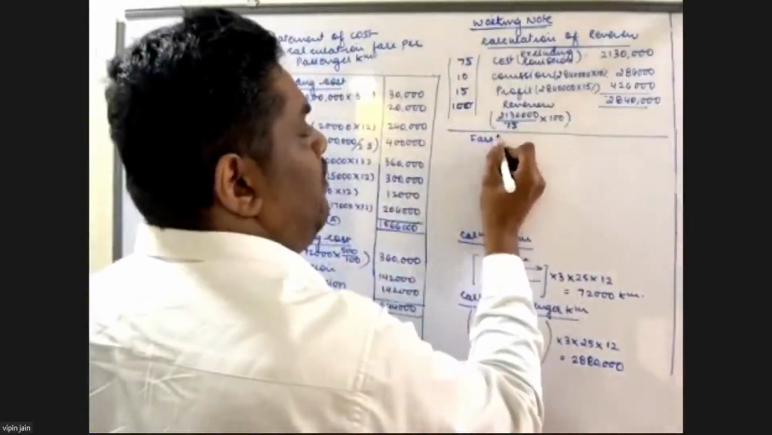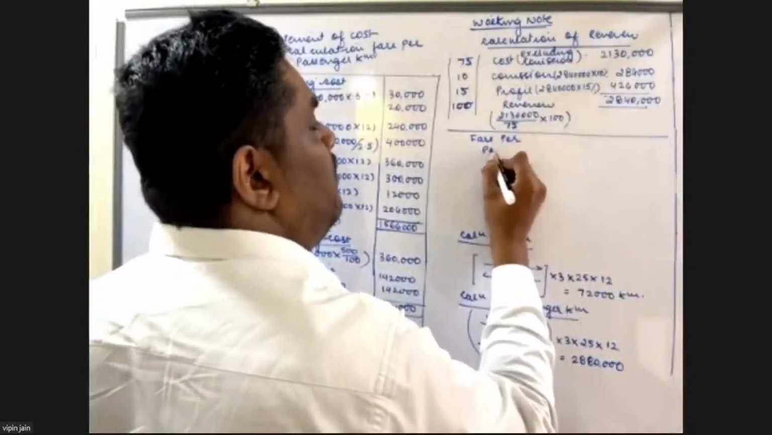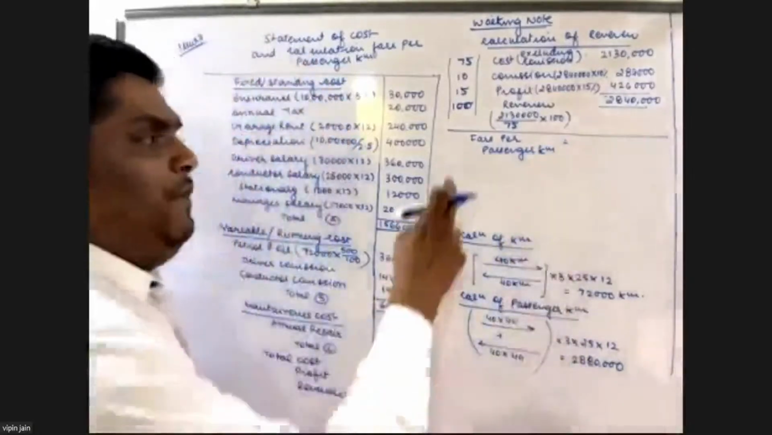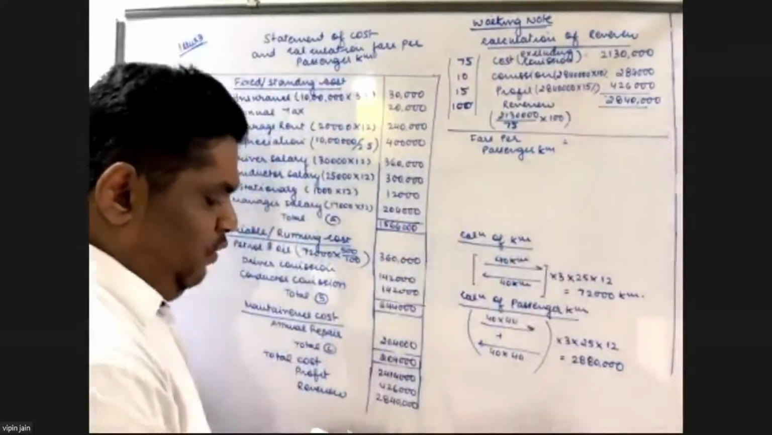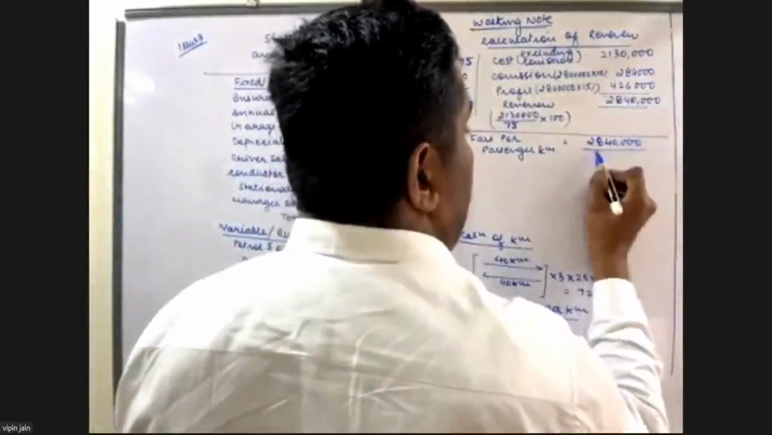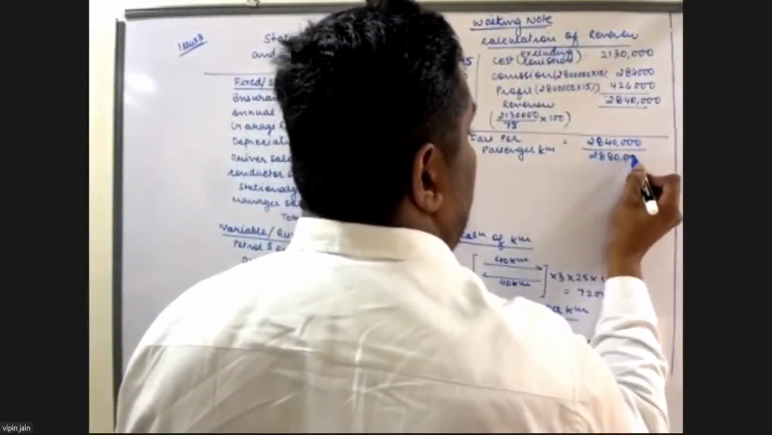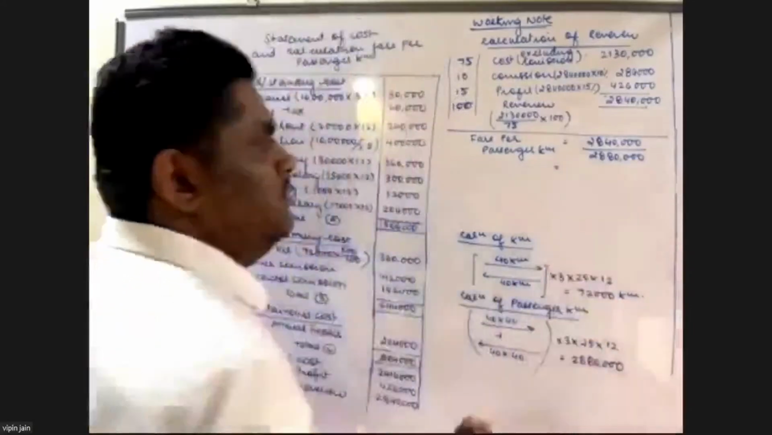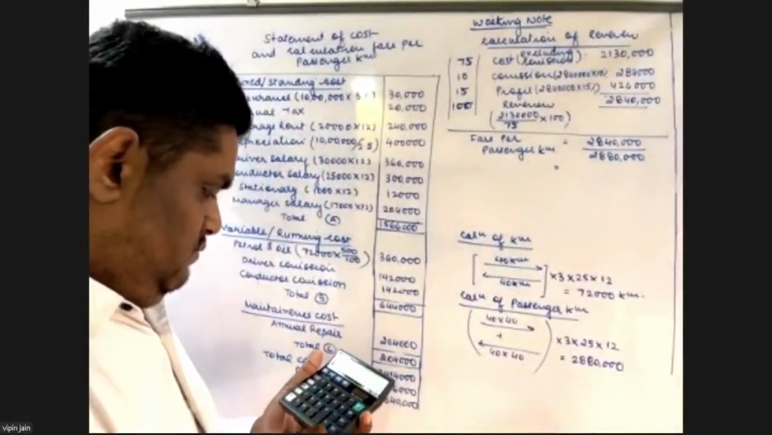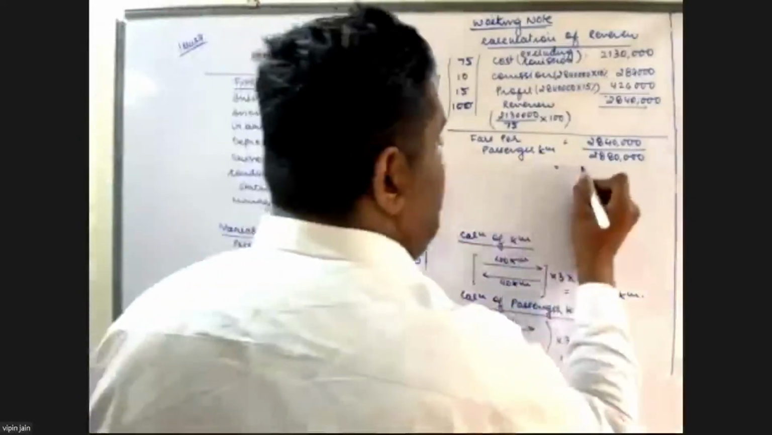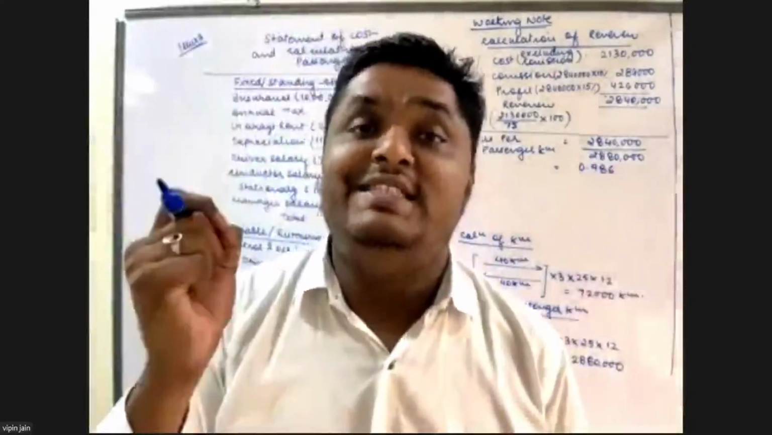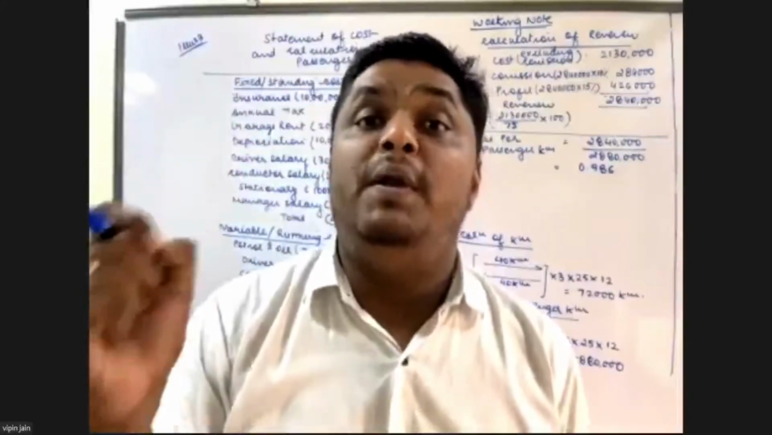So fare per passenger kilometer will be how much? My total revenue, that is 28,40,000 divided by 28,80,000. So this will be 0.986. So 0.986 is the fare per passenger per kilometer.